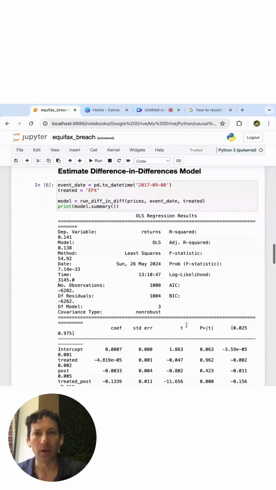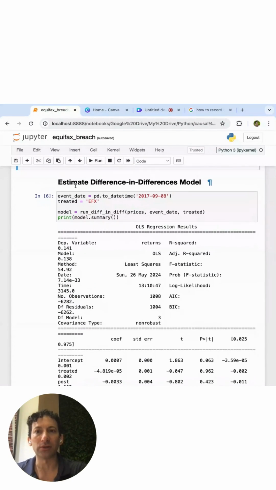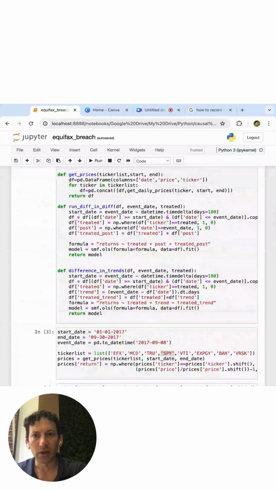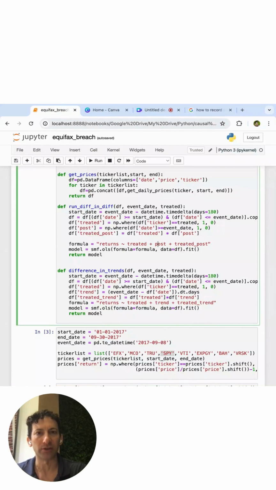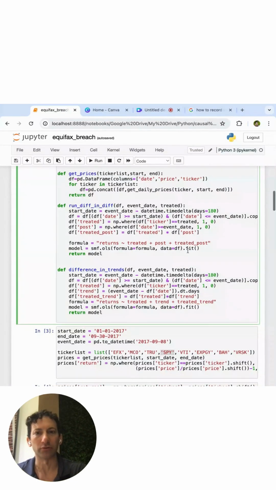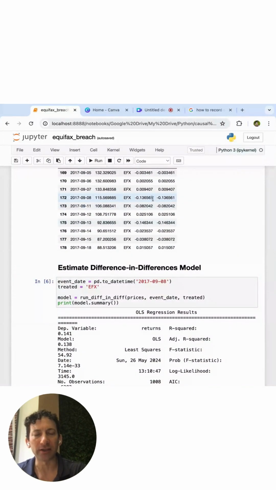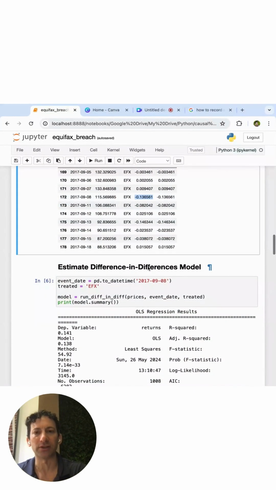Okay, here we go. So the first thing to do is estimate the difference in difference model, which is really just estimating returns against a dummy for being in the treated category, which in this case is just Equifax, an indicator for post, which in this case is just the event date, and then an interaction between the two, treated times post. And when we get this, as you see, the actual return is a 13.6% drop.